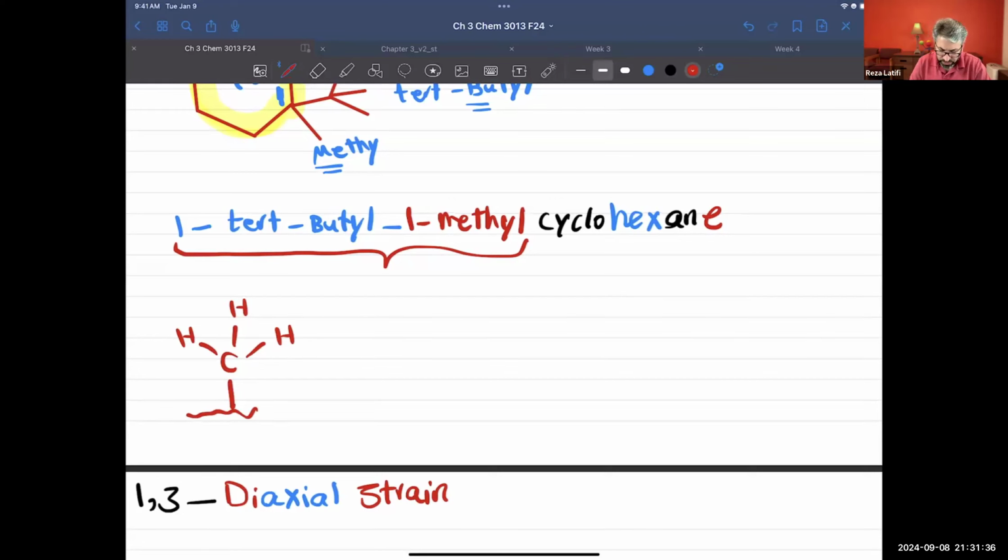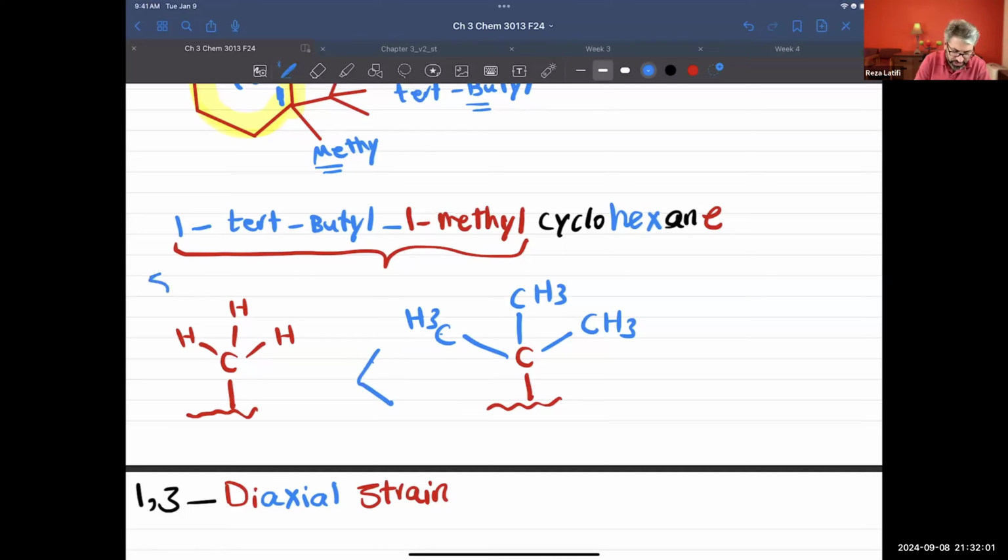In the tert-butyl, you have a carbon whose hydrogen atoms are replaced by other methyl groups. Each of these new carbons will have 3 hydrogen atoms. Which one will be bulkier? Of course, the tert-butyl will be bulkier. So if I want to order them based on size, the tert-butyl will be bulkier than the methyl group.